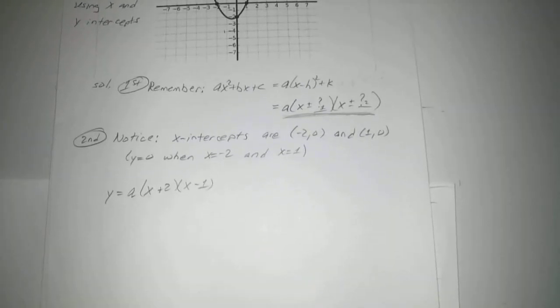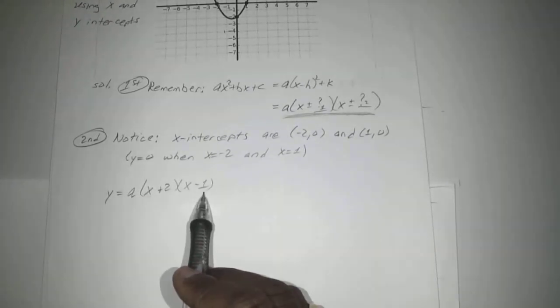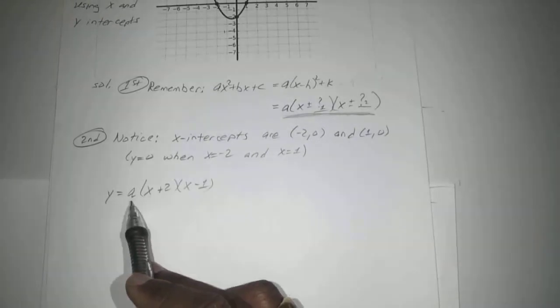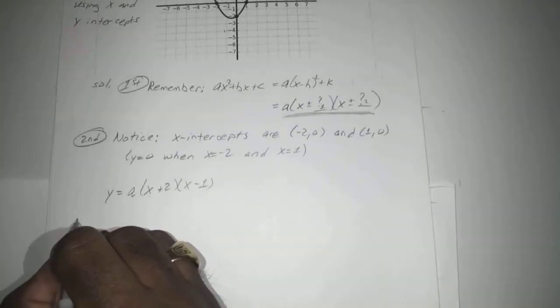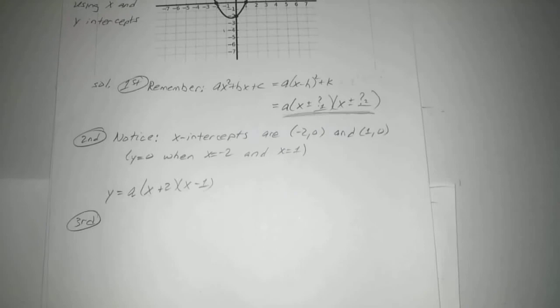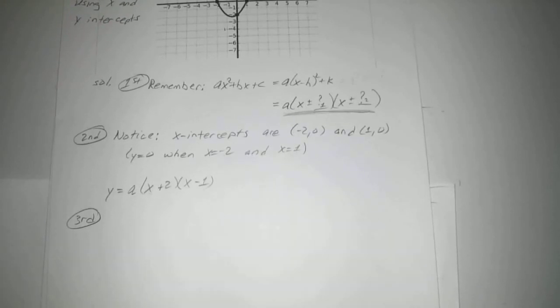All right, so we have that. So we have our value here. So the next thing we want to do is solve for a. Okay, so that's where we use our y-intercept.